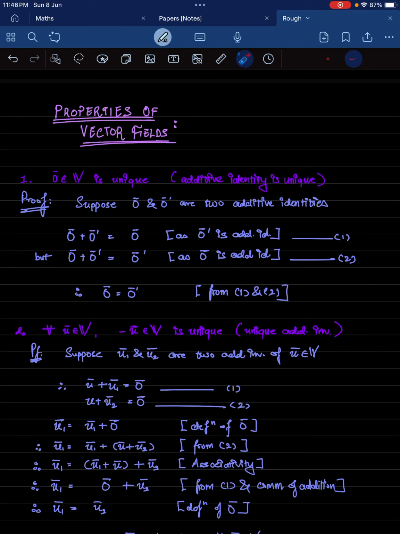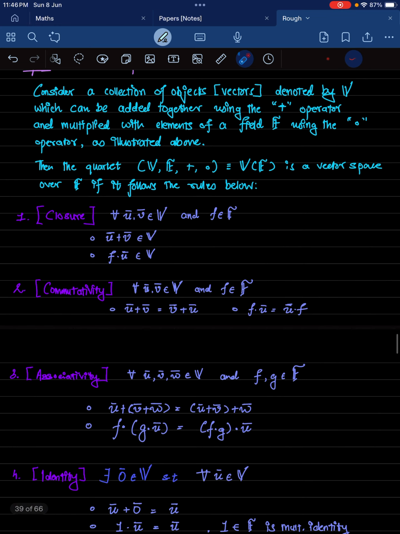Alright, welcome back folks. Today we'll be studying the properties of vector fields, and these properties are directly derived from the definition itself.